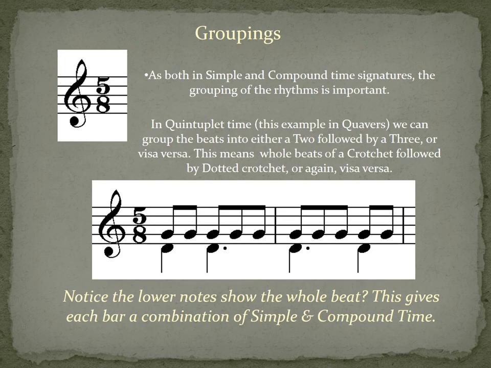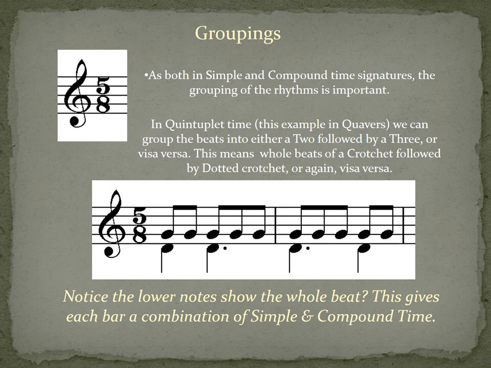Now, as in simple and compound time, in irregular time signatures it is most important that the groupings are correct. Now, in quintuplet time, in this example you can see I've used 5 over 8, quavers, or eighth notes. We can group the beats in either 2 followed by 3, or vice versa, 3 followed by 2. So this means whole beats of a crotchet followed by a dotted crotchet, or again, vice versa. So you can see it's almost like a combination of both simple and compound time in one bar.